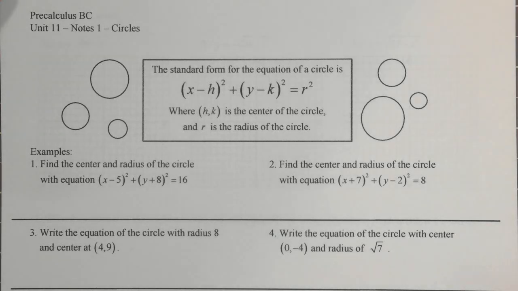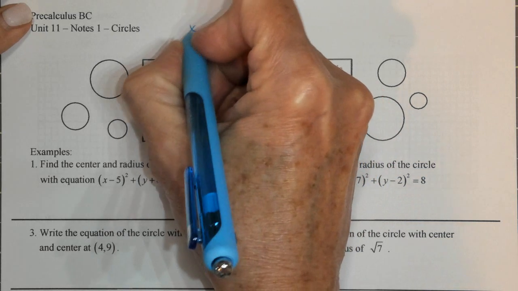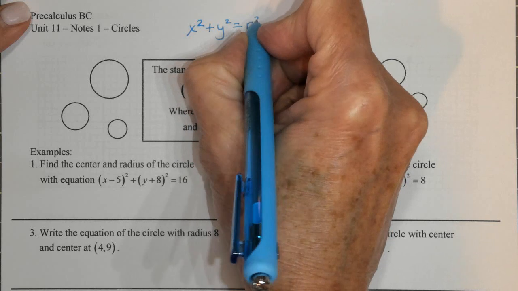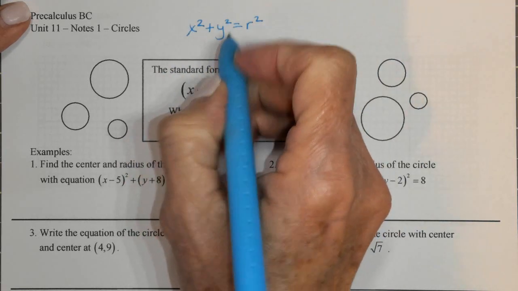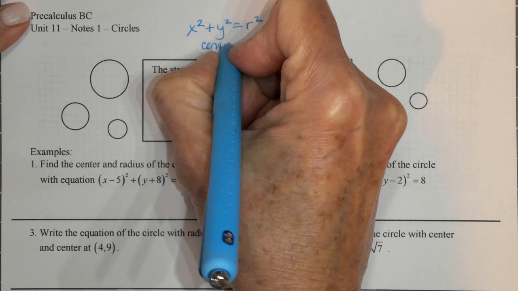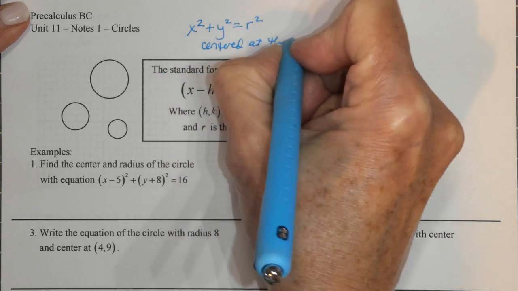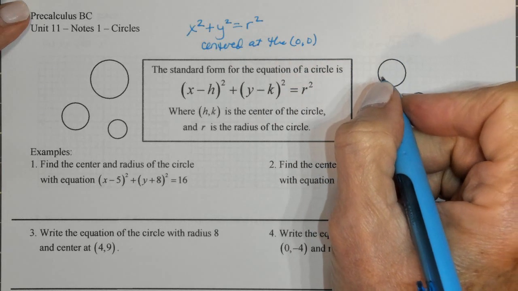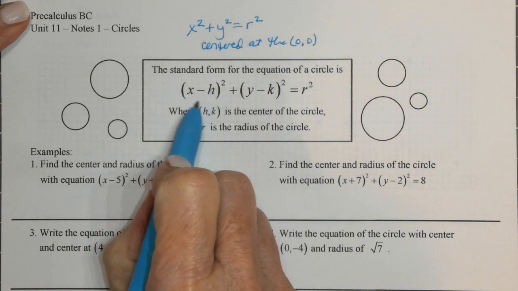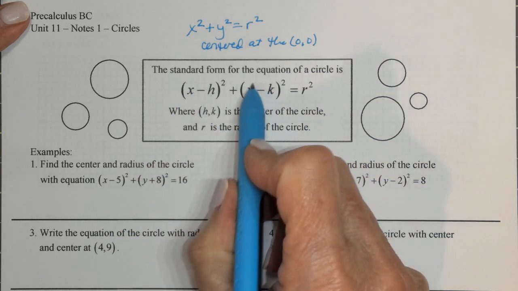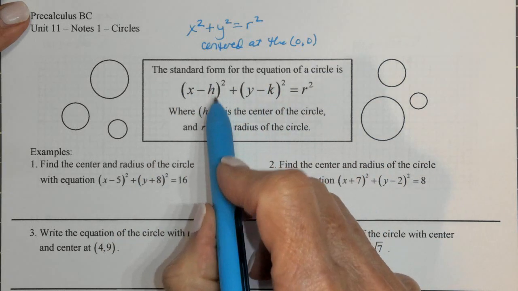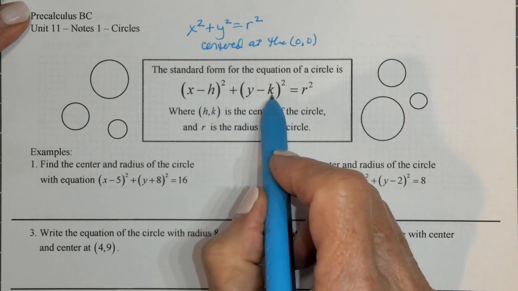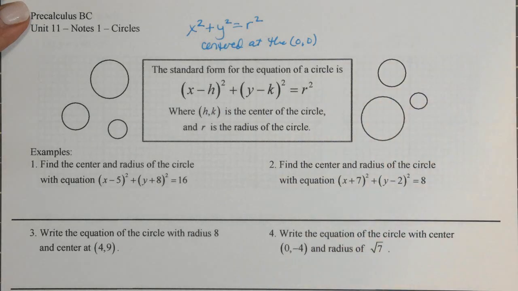I like to think of a circle centered at the origin with radius r as having this equation. That would be a circle centered at the origin with radius r. If we shift it to the right or left, we change the x coordinate. If we shift it up or down, we change the y coordinate. So this would be the standard form for a circle centered at (h, k) with radius r.